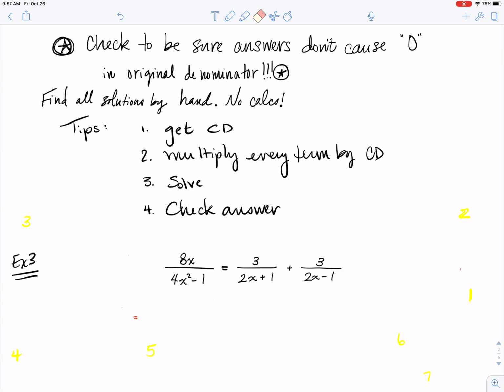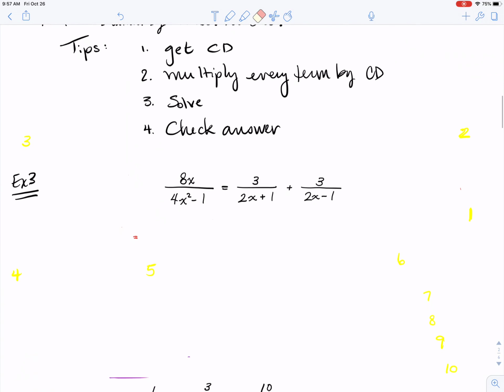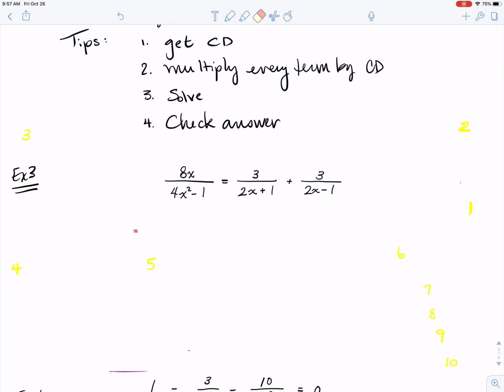All right, so this section says that we should find all solutions by hand. We're not using our calculators for this. And so my tips here tell me to get the common denominator first. So as you look at example number 3, you'll notice that I have 3 different denominators. In order to figure out what the common denominator is, you need to do some factoring.